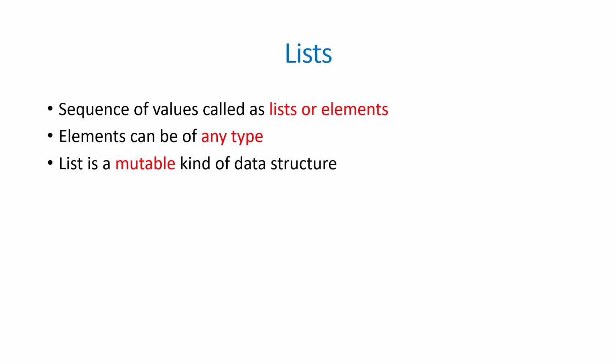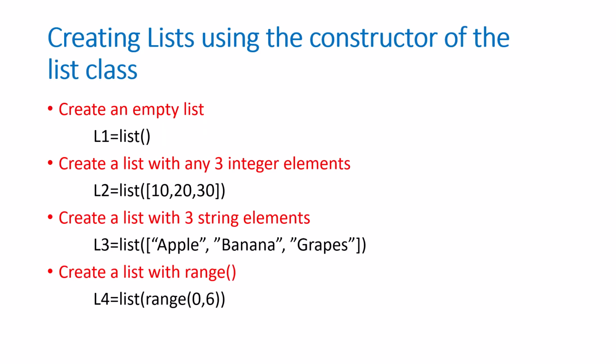A list is a sequence of values, and can be considered as a list of elements. These elements can be of any type. It can be an integer, it can be a float. And a list in Python is a mutable kind of data structure.